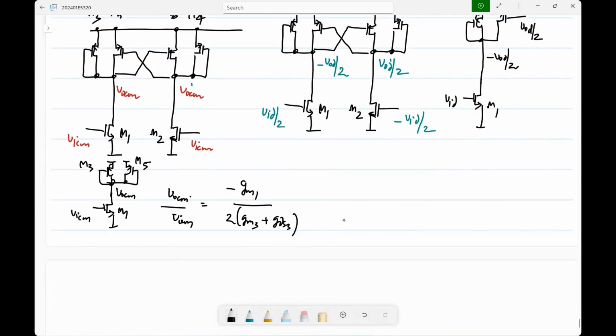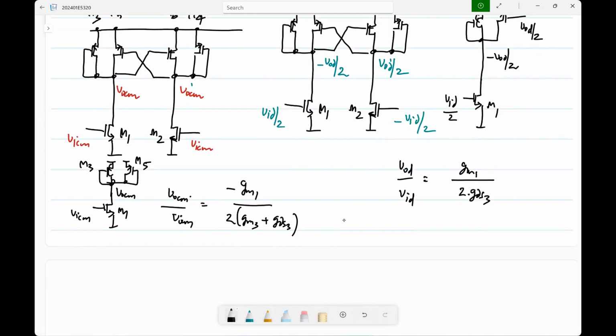this is vid by 2. So vod by vid will turn out to be gm1 by 2 times gds3. So you will get a differential gain that is much higher than the common mode gain.